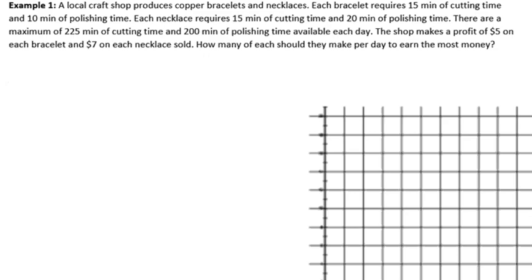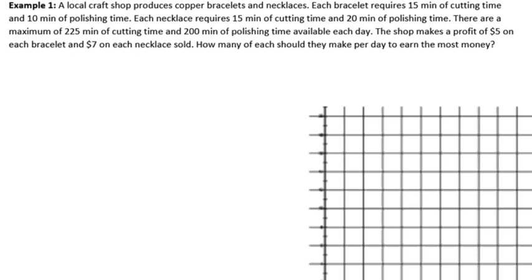So example 1. A local craft shop produces copper bracelets and necklaces. Each bracelet requires 15 minutes of cutting time and 10 minutes of polishing time. Each necklace requires 15 minutes of cutting time and 20 minutes of polishing time. There are a maximum of 225 minutes of cutting time and 200 minutes of polishing time available each day. The shop makes a profit of $5 on each bracelet and $7 on each necklace sold. How many of each should they make per day to earn the most money? So what we're trying to optimize here is maximize our profit. How can I make the most money?